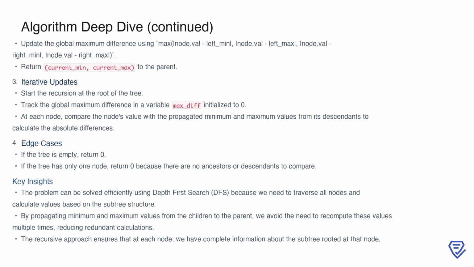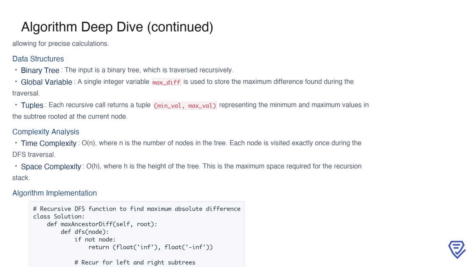There are also a couple of edge cases to handle. If the tree is empty, we simply return 0 since there are no nodes to compare. Similarly, if the tree contains only one node, the result is 0 because a single node cannot have any ancestors or descendants. The recursive nature of the algorithm allows us to traverse the binary tree efficiently while keeping track of the relevant values at each step.